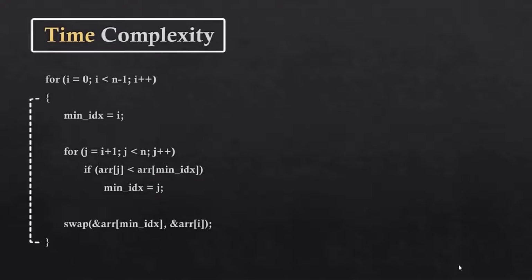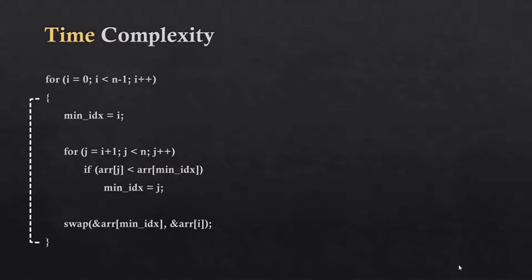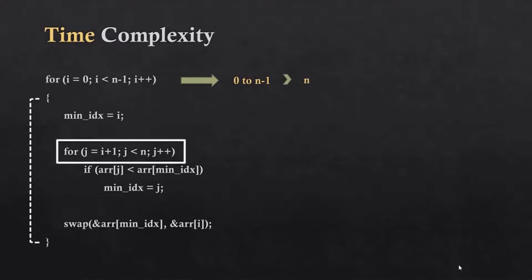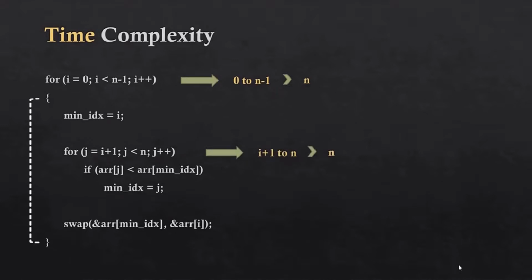Now let's calculate the time complexity of selection sort. As we can see, the outer loop is running from I equal to 0 to I less than n minus 1. This means that this loop is running from 0 to n minus 1, which is equal to n iterations. After that, the inner loop is running from I plus 1 to the last index, which means that it is also running n iterations. As we have discussed previously, whether it finds the minimum element or not, the algorithm will always run through the complete array. That's why both the loops will run from 0 to n.